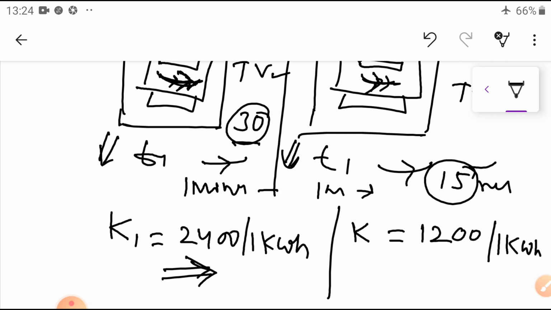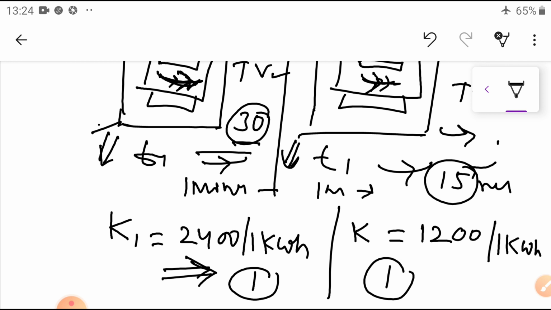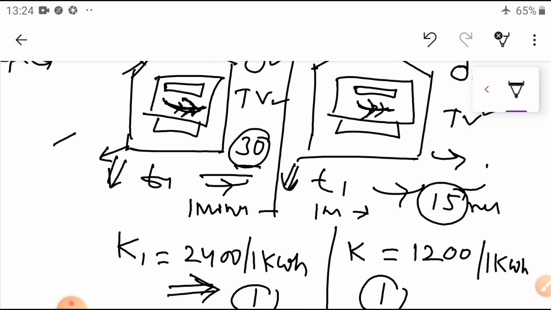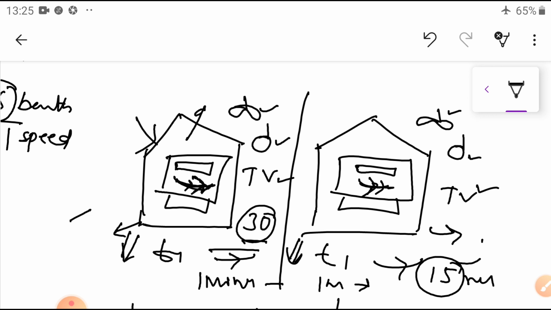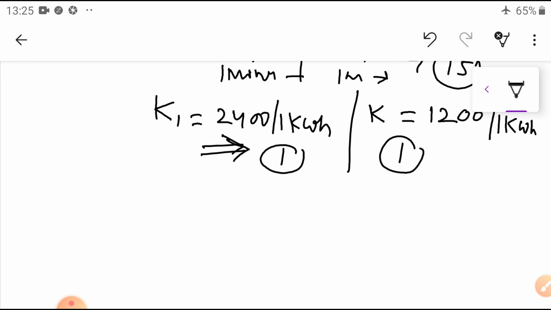after 1 hour he is also reading 1 unit only. Don't bother about the speed of the meters. This meter is manufactured by one company and that one by another company. So due to the different companies, the meter constant is different, but ultimately we are going to get the same number of units. For a month we are going to get 32 units, so this fellow also gets 32 units, then I am safe.